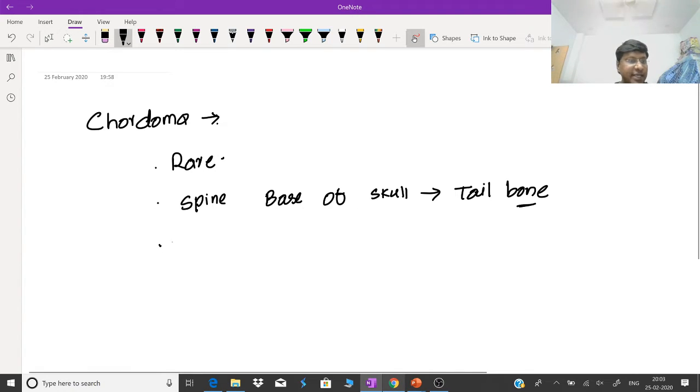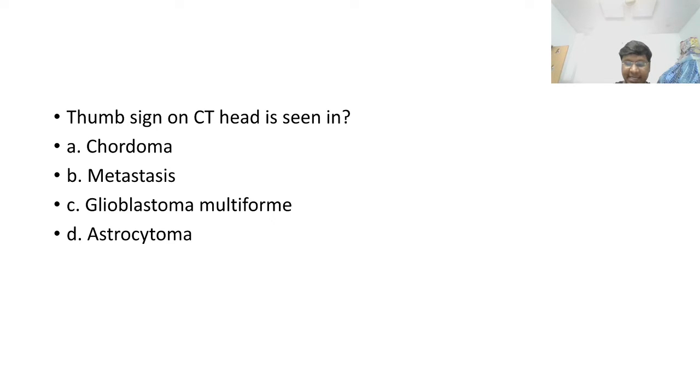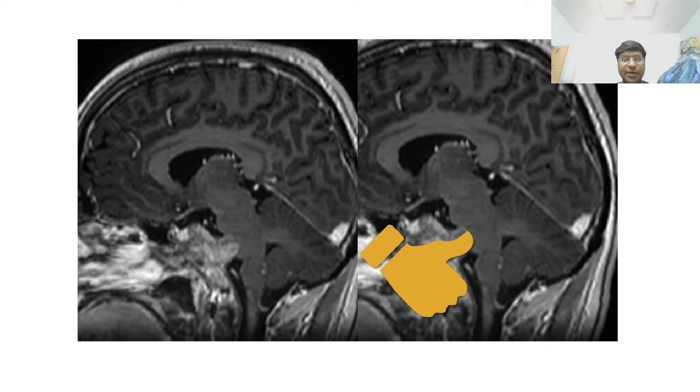And what is the nature of this chordoma? Remember, these are slow growing tumors. Now, what does the CT scan of chordoma show? The CT scan of chordoma will show what is called the thumb sign. Let me show you that thumb sign of chordoma in the CT scan. This is the thumb sign you will have in chordoma. If you can appreciate this, that will be better.